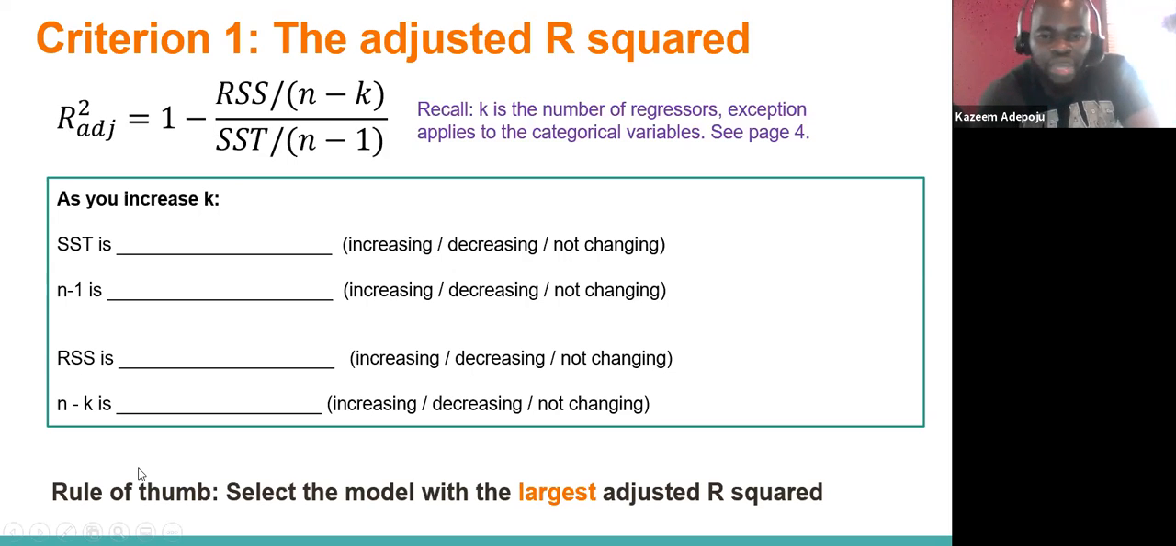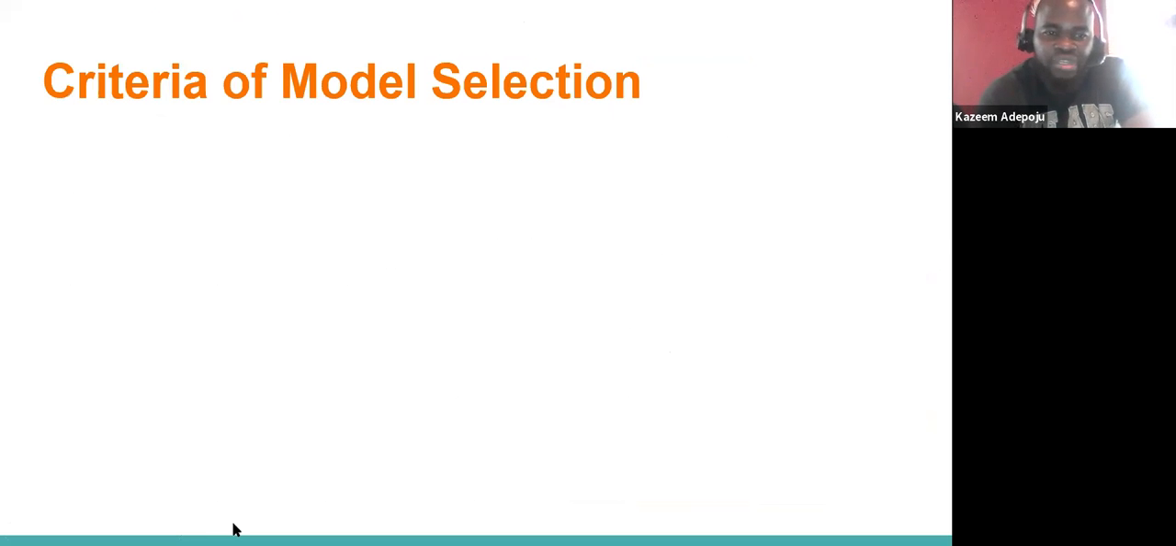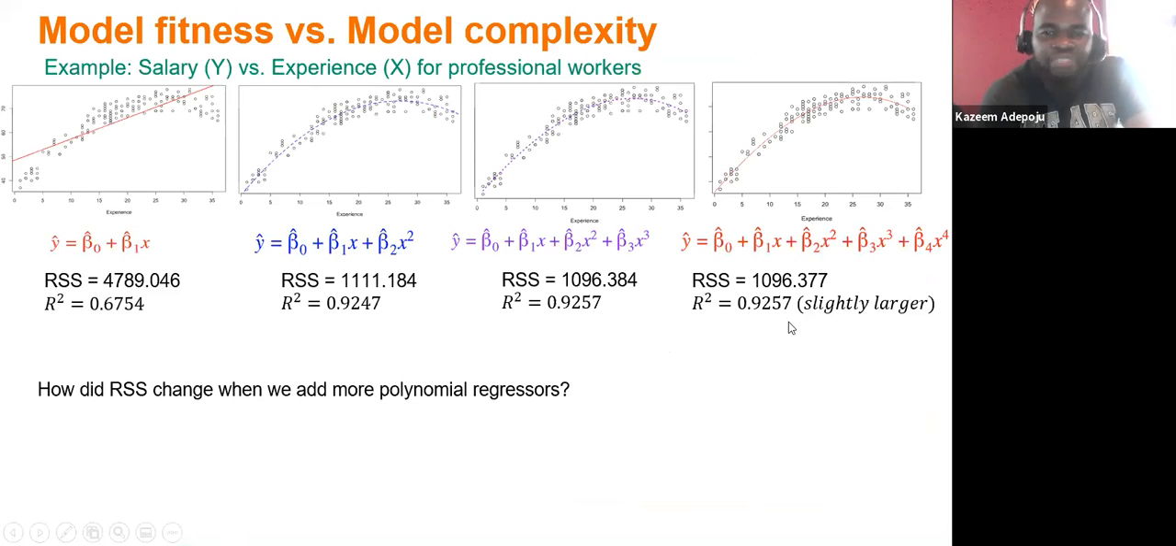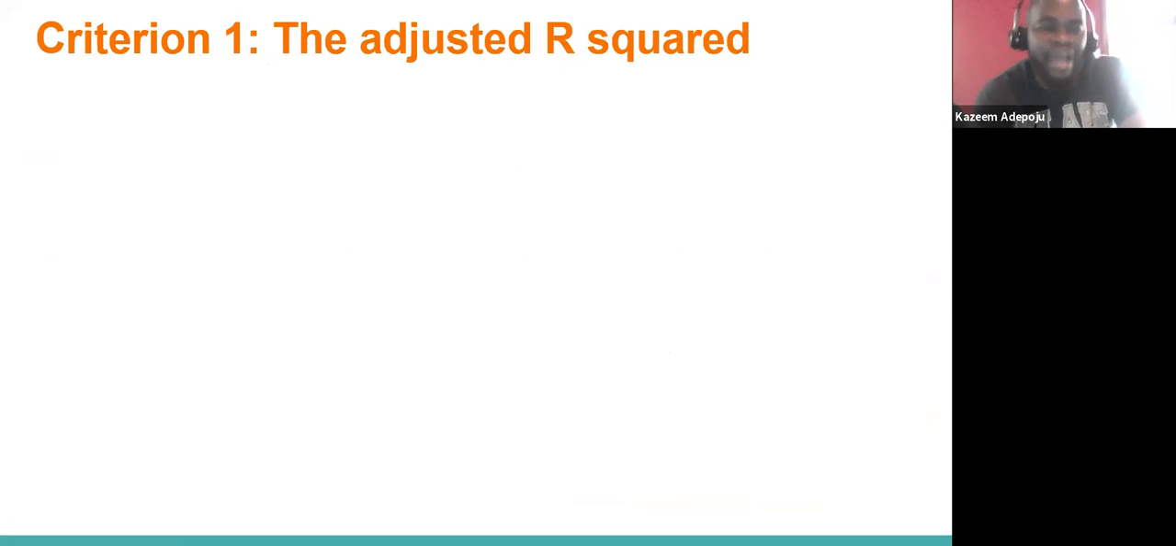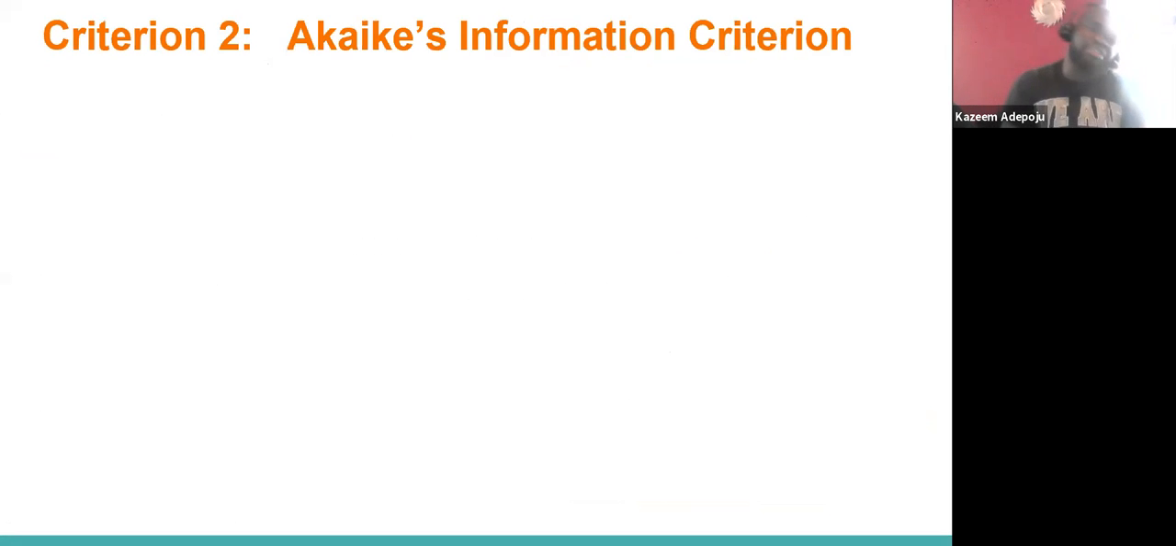So the rule of thumb: select the model with the largest adjusted R squared. When you have many models that you want to compare, like the one I'm comparing here, I'm not going to base my decision on the R squared. I will recompute the adjusted R squared, and the model that I'm going to choose at the end of the day is the one with the largest adjusted R squared. So that is the rule of thumb for using the adjusted R squared.